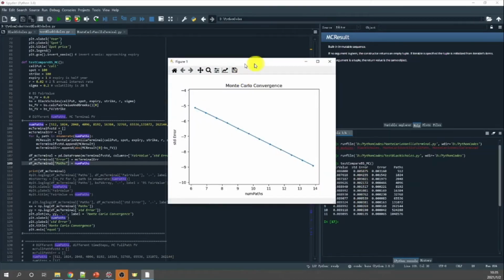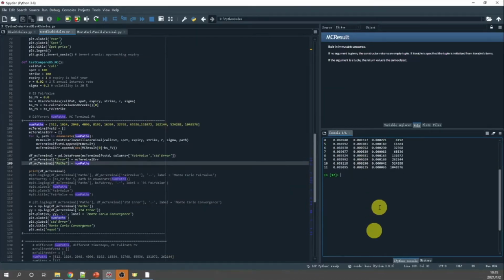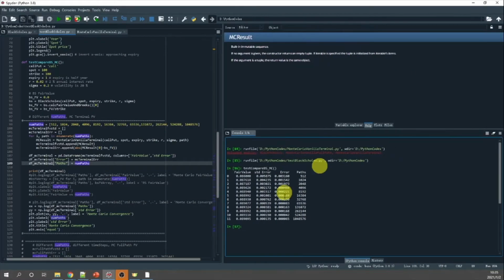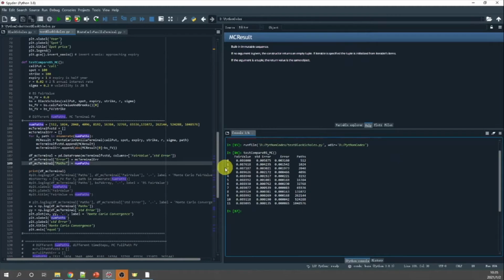Well, here's the result. This is the data frame. It collects all the information we want. So the fair value is initially 8.6% and finally goes to 8.9%. The standard error, you can see, is monotonically decreasing. This is the error, which is also generally decreasing. And this is the paths.